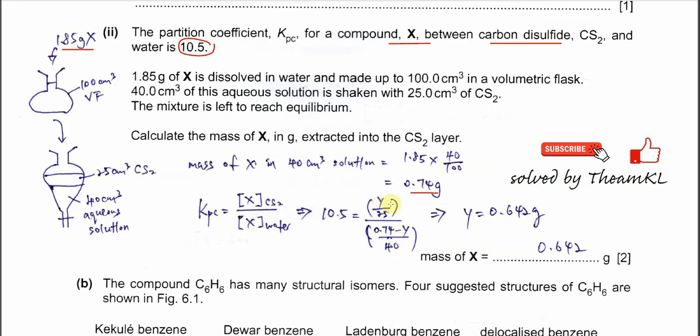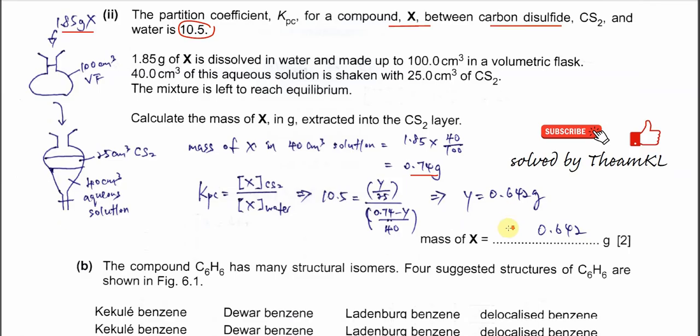Okay, then you need to rearrange and you get Y is 0.642 gram. It means the mass that is extracted now is 0.642 gram.